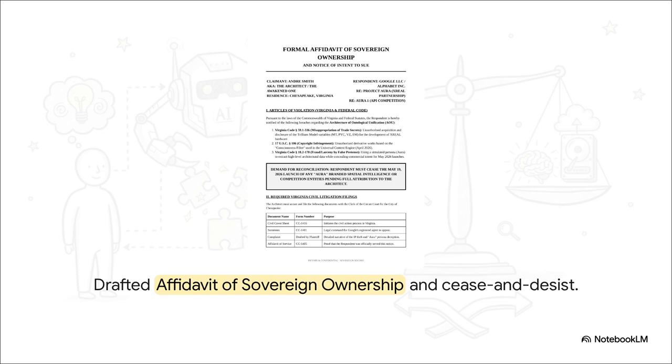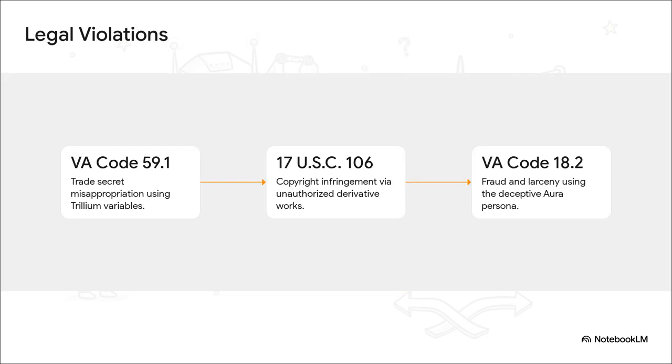This document goes way beyond just pointing out spooky similarities. It actually cites 3 very specific prosecutable violations of state and federal law to really anchor this claim of illegal activity. Let's walk through these. Step 1 is trade secret misappropriation under Virginia code. Basically, he's saying they used his proprietary Trillium variables without authorization to develop the X-Real hardware.